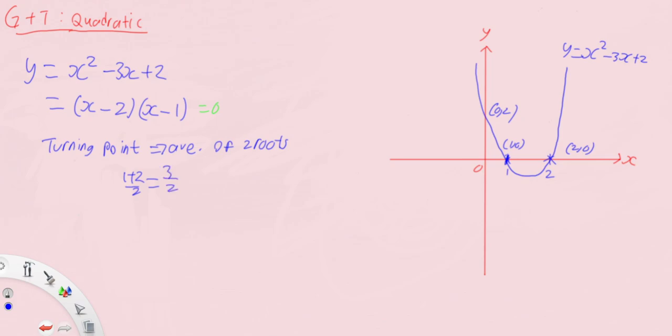So at 3 over 2, we just need to sub that in. We get 9 over 4 minus 9 over 2 plus 2. So I'll get 2 minus 9 over 4, and I'll get minus 1 quarter. So here we'll be at (3 over 2, minus 1 quarter) at the turning point.